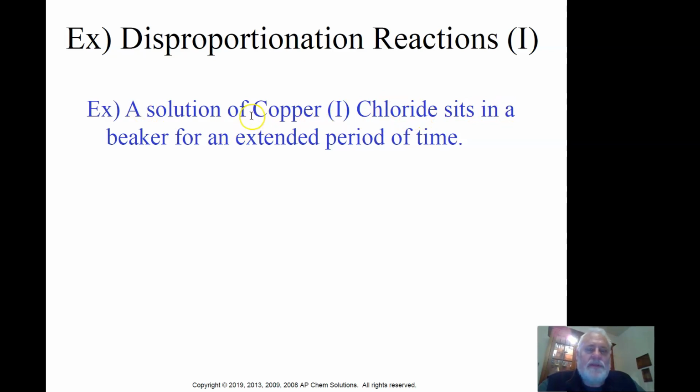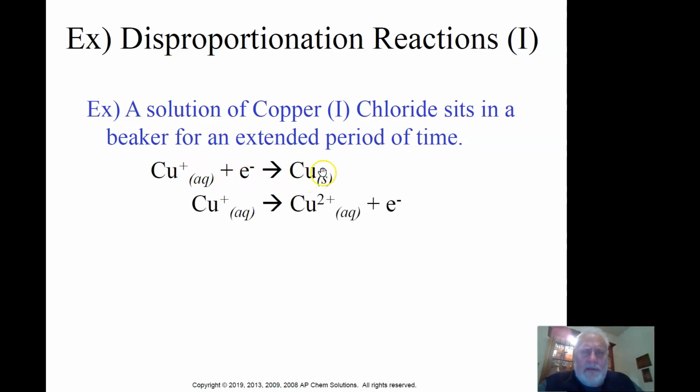And they'll say, what's the chemical reaction going on when copper 1 chloride sits on a shelf and all of a sudden you get some impurities in there? What happens? Well, the copper ion right here can gain an electron to form solid copper, and then the copper plus 1 ion can also turn into copper plus 2 by losing an electron. So it can kind of go both ways.